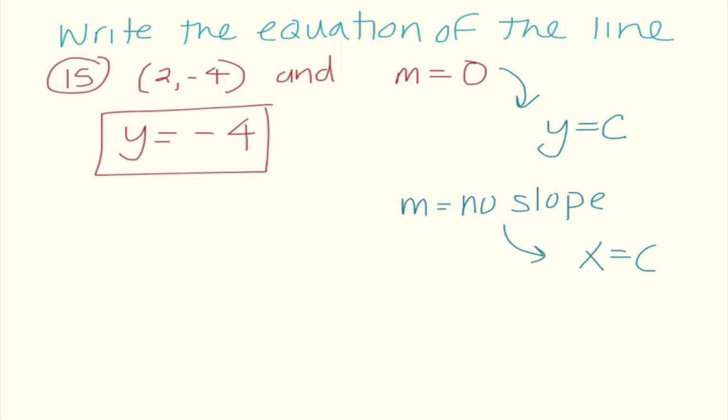Now, if this had said through 2, negative 4, and no slope, then our answer would have been x equals 2. So we definitely need to pay attention to what kind of line has a slope of 0, what kind of line has no slope.